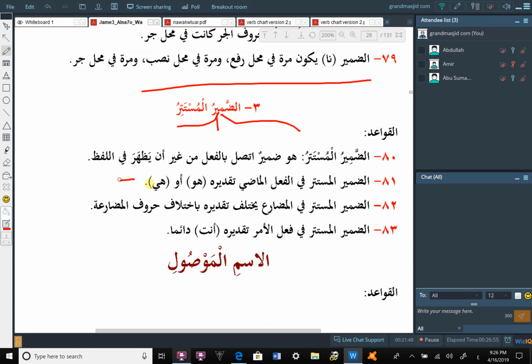Okay, that's this one. The concealed pronoun in the present tense verb, its estimation differs according to the present tense letters. The present tense letters, what are they? The present tense letters, they are what? Ta and ya, just two of them?